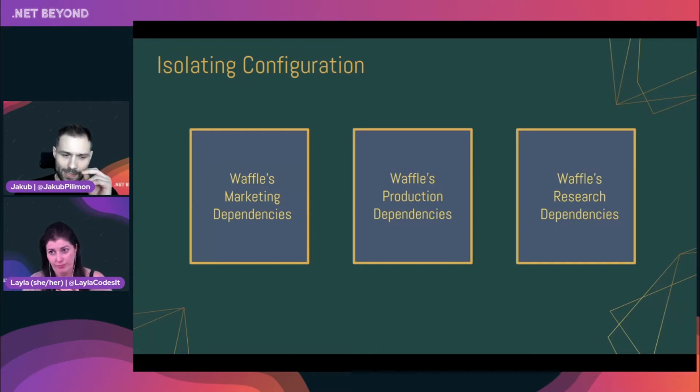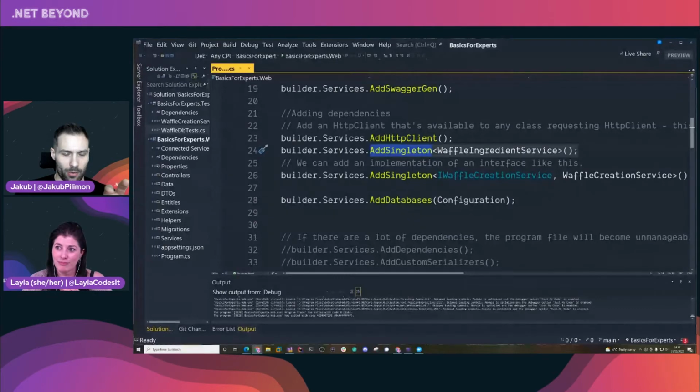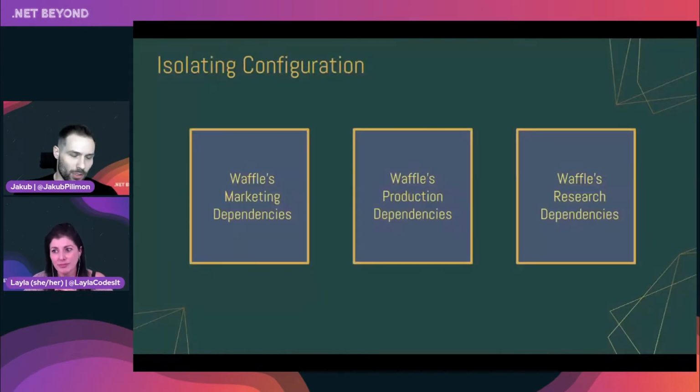But I see an issue, because I want to go back to this top-level statement. What happens if that file gets messy? For instance, I have multiple business modules like this. We are building waffle companies, and I have a marketing module, a production module, and a waffles research module, and I want them isolated. I want the configuration when it comes to dependencies isolated as well. All right, we can totally do that, and it's good practice.